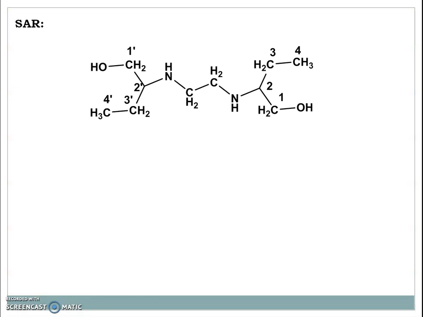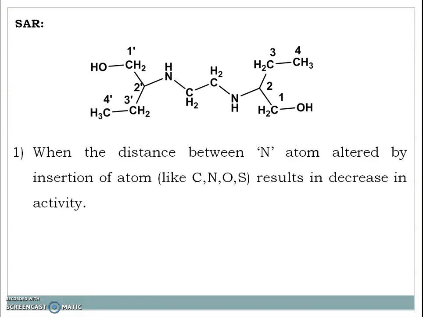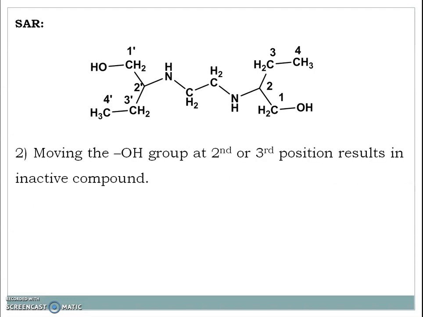The SAR of ethambutol: when the distance between the nitrogen atoms is altered by insertion of atoms like carbon, nitrogen, oxygen, or sulfur, it results in decrease in activity. Means only 2 carbons are required between the 2 nitrogens for the antibacterial activity. Moving the OH group to the second or third position results in decrease in activity or an inactive compound. Means the OH group must be at the first position of butane.